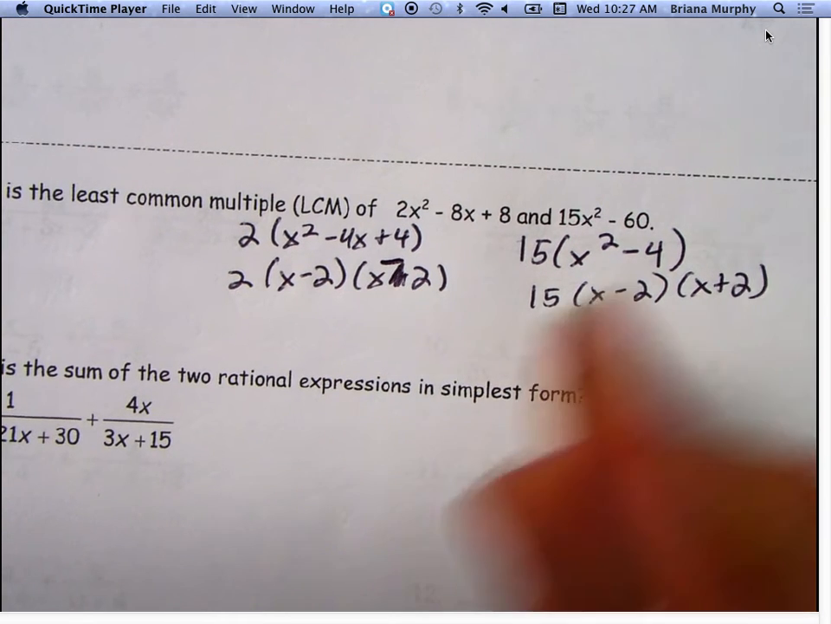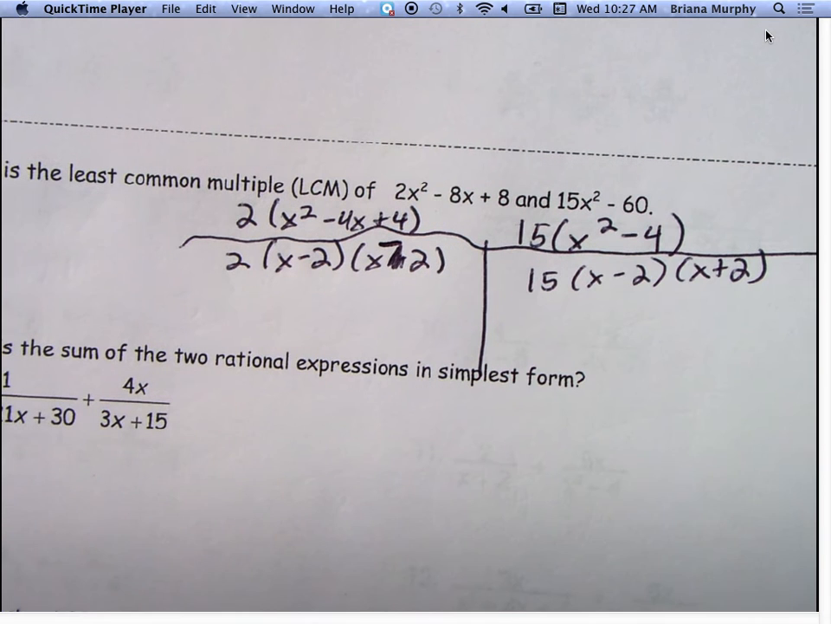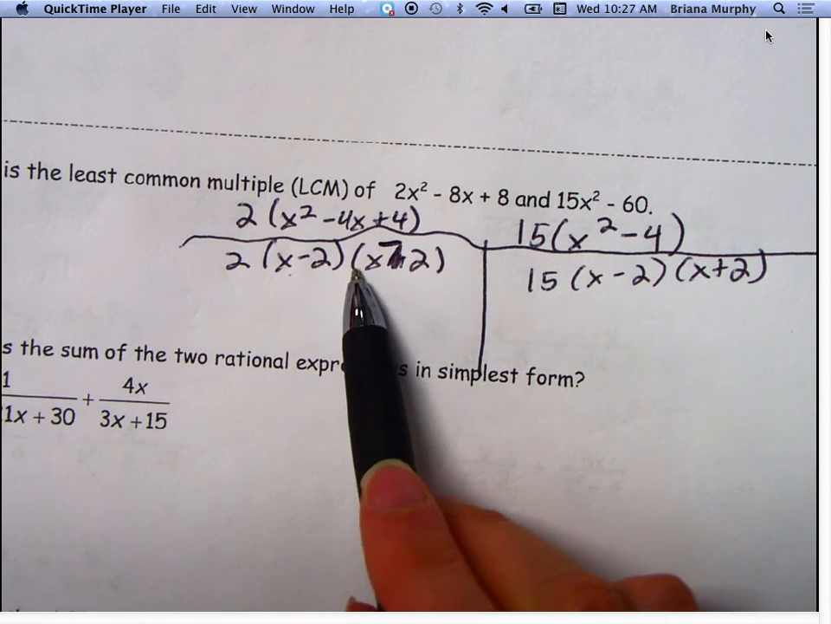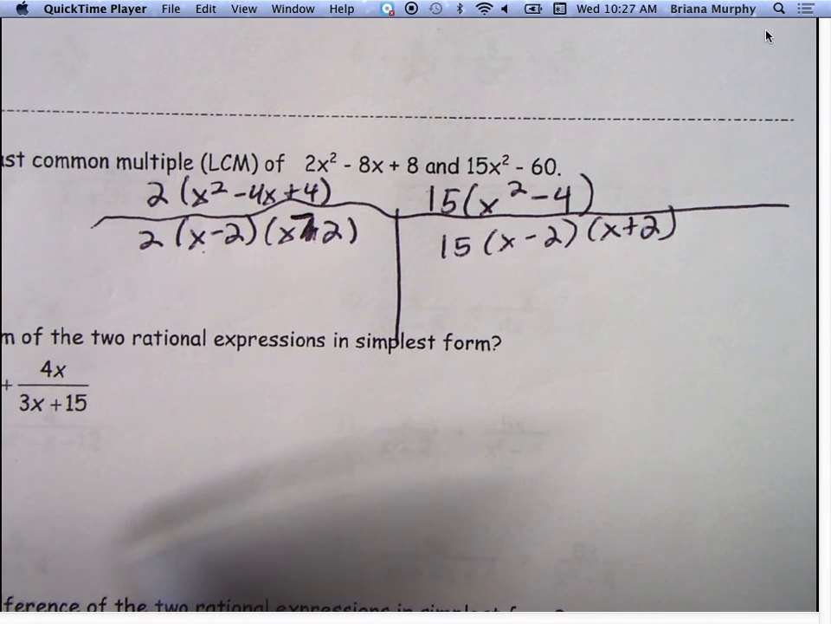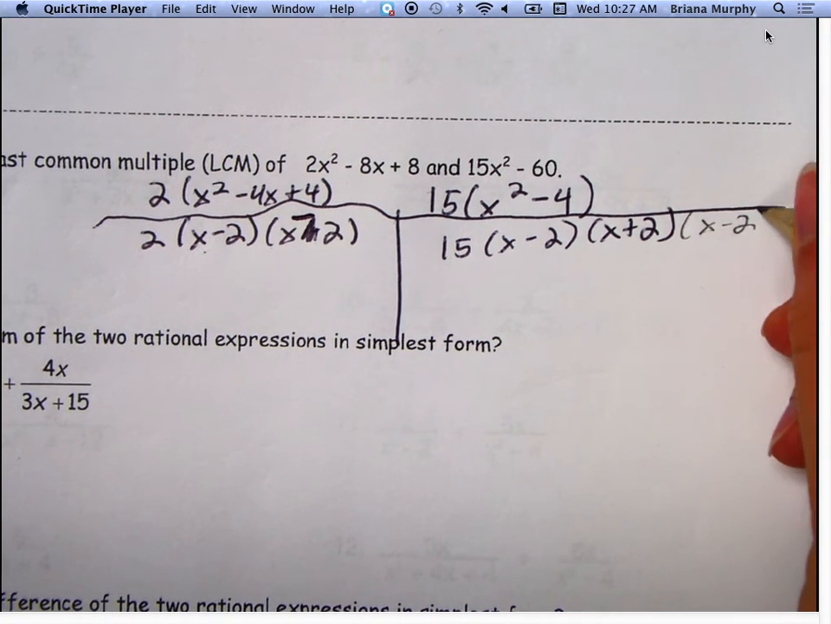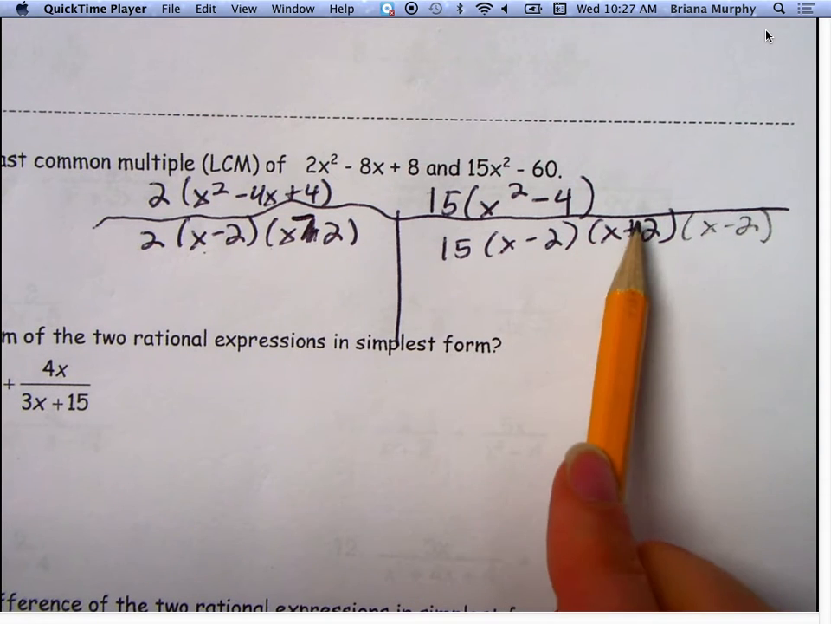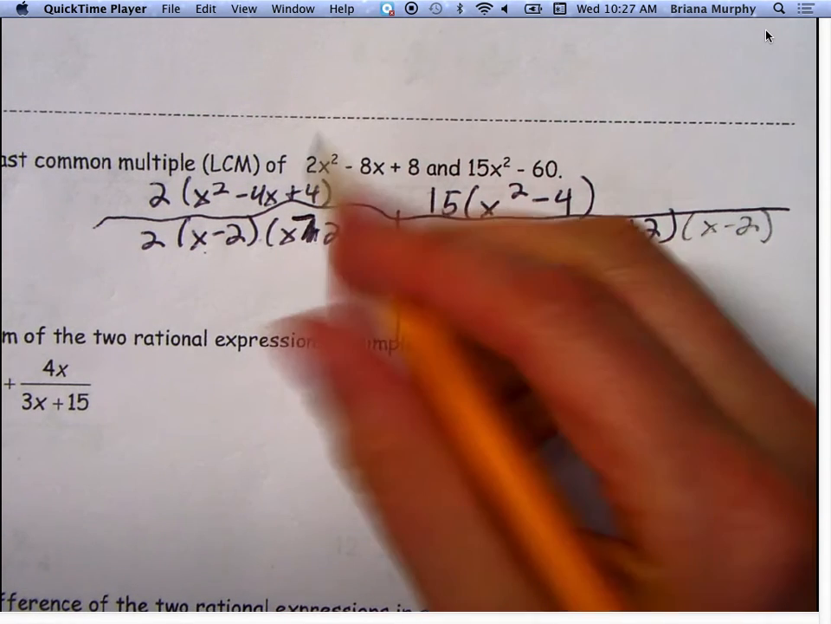Okay, how are these different? What do we need to add to them to get them to be the same? This has 2 x minus 2's, and this has only 1. So that means we're going to have to multiply this by x minus 2. This has an x plus 2 in it, so that means we're going to have to multiply this side by a x plus 2.